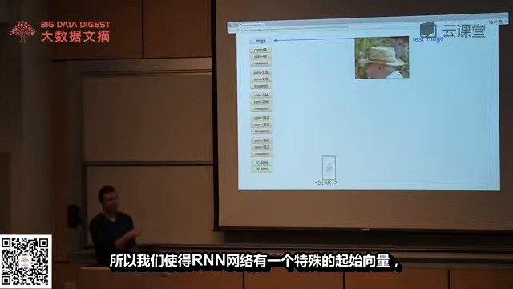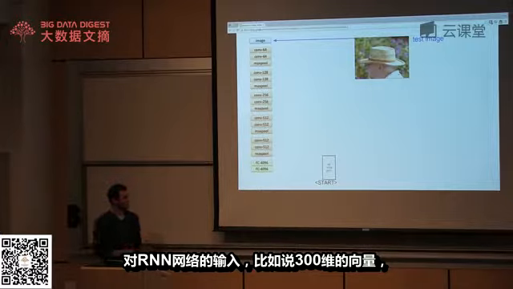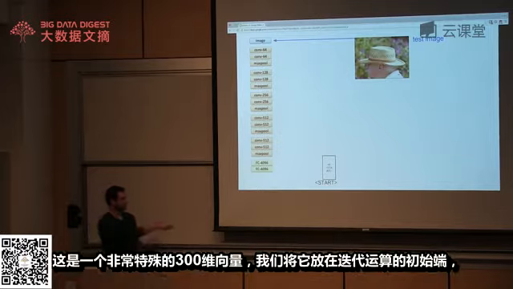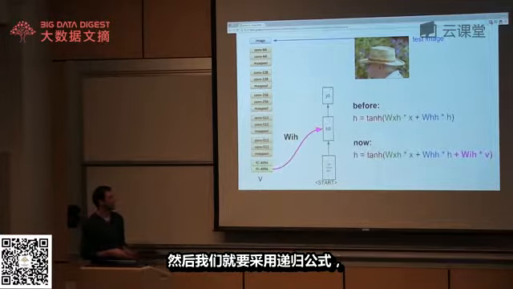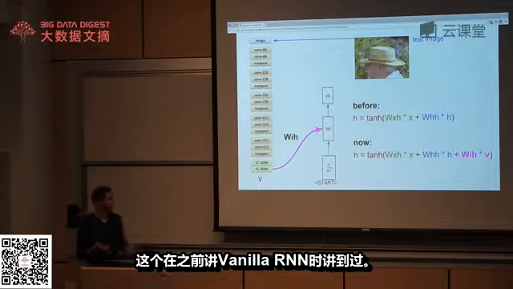So we begin the generation of the RNN with a special start vector. The input to this RNN was, I think, 300-dimensional. And this is a special 300-dimensional vector that we always plug in at the first iteration. It tells the RNN that this is the beginning of the sequence. And then we're going to perform the recurrence formula that I've shown you before for a vanilla recurrent neural network.